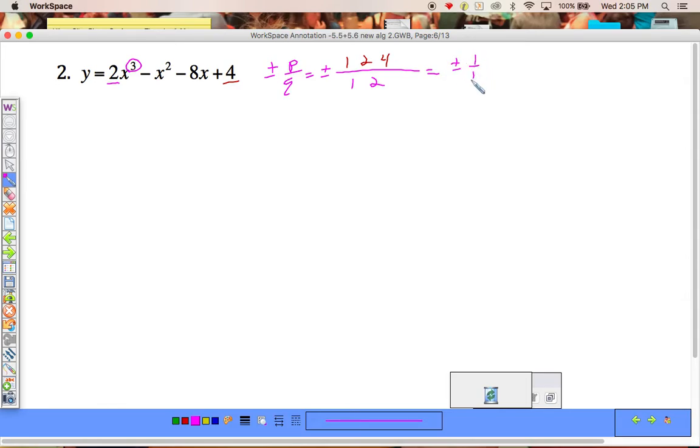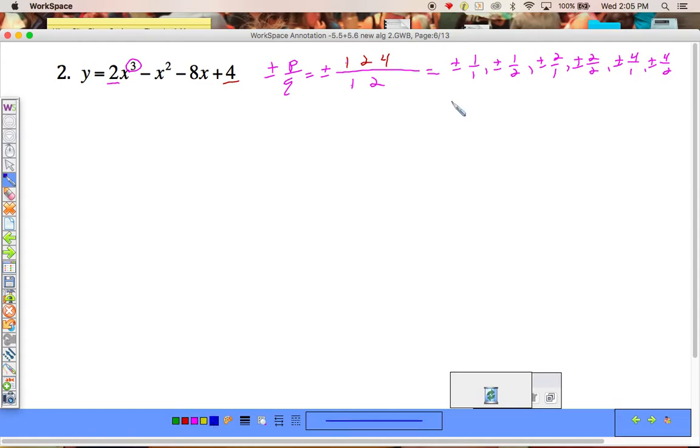Plus or minus 1 over 1, plus or minus 1 over 2, plus or minus 2 over 1, plus or minus 2 over 2, plus or minus 4 over 1, plus or minus 4 over 2. So every number on the top has to be put over every number in the denominator.